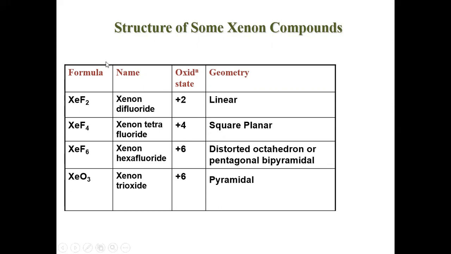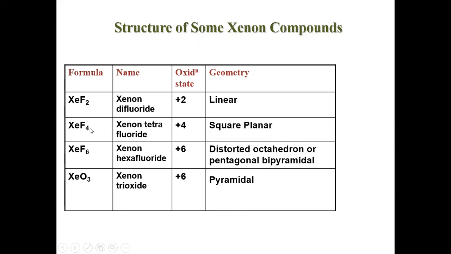The position of the lone pairs is equatorial. The position of the bond pairs is axial. Now we'll see xenon tetrafluoride. In xenon tetrafluoride, you will get the square planar structure. sp3d2 is the hybridization, square planar structure.